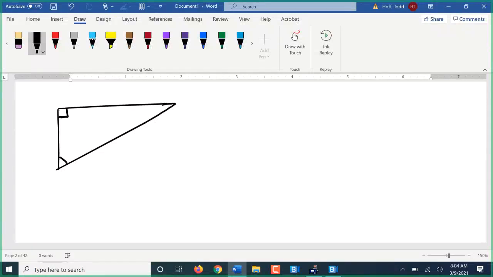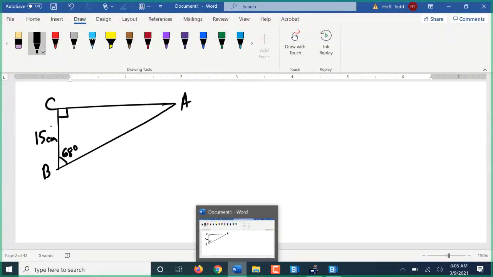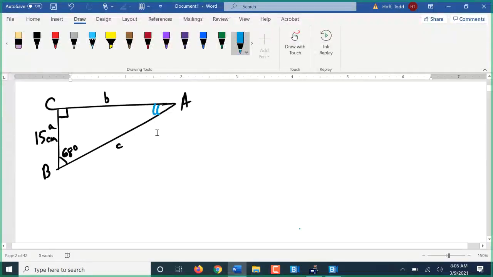So here on this right triangle, again, I'll call it A, B, and C. If I tell you that this angle here is 68 degrees, and this side right here is 15 centimeters. Of course, that side little a, this would be little b, little c. First off, of course, I can find this angle here by just subtracting. 180 minus 90 would be 90, minus another 68 is 22 degrees.